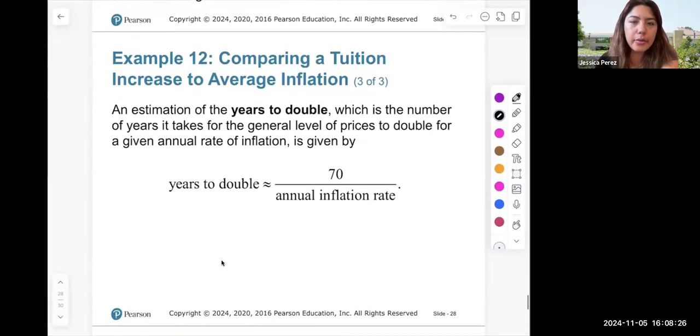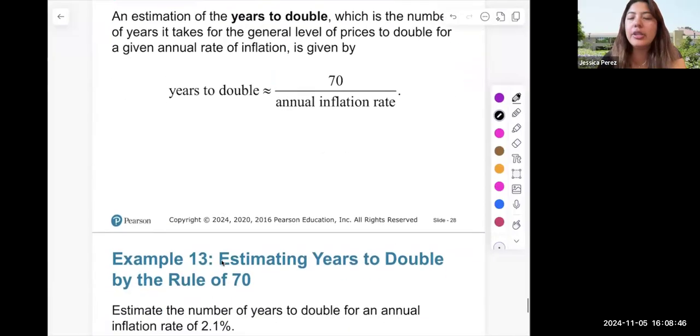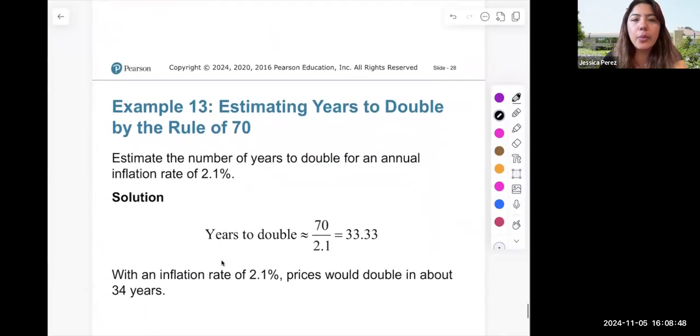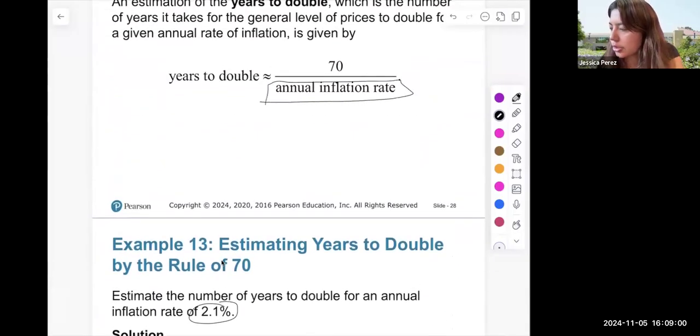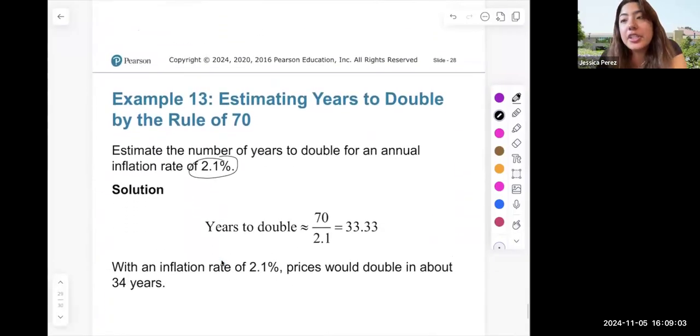So similarly, when you are comparing a tuition increase to average inflation, an estimate of years to double, which is the number of years it takes for general prices to double, is given by this formula. Years to double is approximately 70 over the annual inflation. So using this formula, we want to estimate the number of years to double for an annual inflation rate of 2.1%. So there is the annual inflation. So it's 70 over 2.1. We don't have to change it to a decimal. We leave it as a percent.